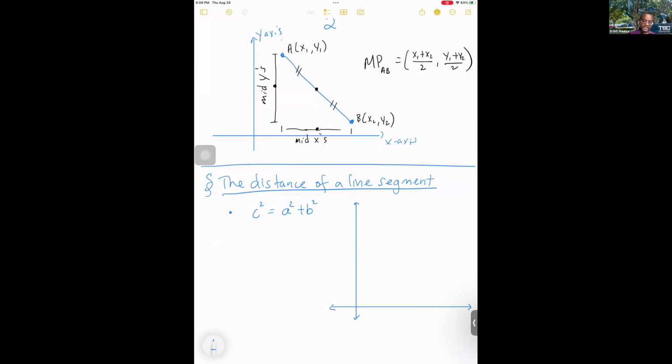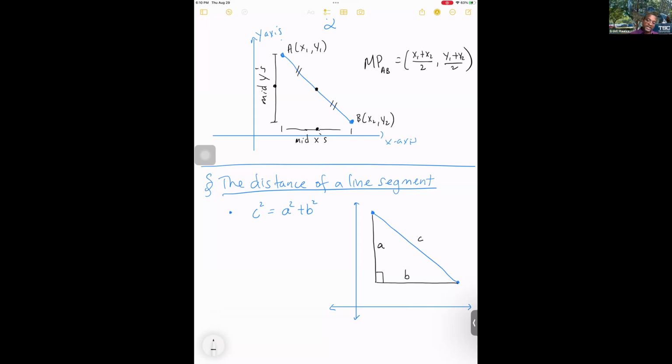So if I have the same line segment, dot here, dot here, and I want to find how long this line segment is, the length, what I need to do is change this line segment into a right triangle. So I need to add in a vertical component and a horizontal component. This vertical component we will call A, and this horizontal component we will call B. Therefore, the long side will be C. Again, guys, remember the Pythagorean theorem? A squared plus B squared equals C squared?